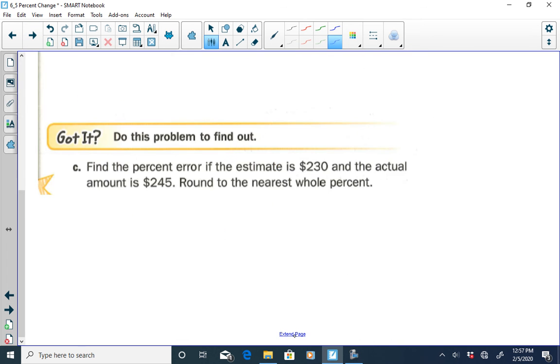Well, let's try this percent error down here. It says to find the percent error if the estimate is $230 and the actual amount is $245. Right? So step number 1, we find the error, the amount of error. So that would be 245 minus the 230. But then we have to divide by the actual amount. The actual amount here is 245, and then we're going to multiply that by 100. All right, so the amount of error is 15. Divide that by 245, and we multiply that by 100. And we want to round to the nearest whole percent. So that's going to give us 6% error.